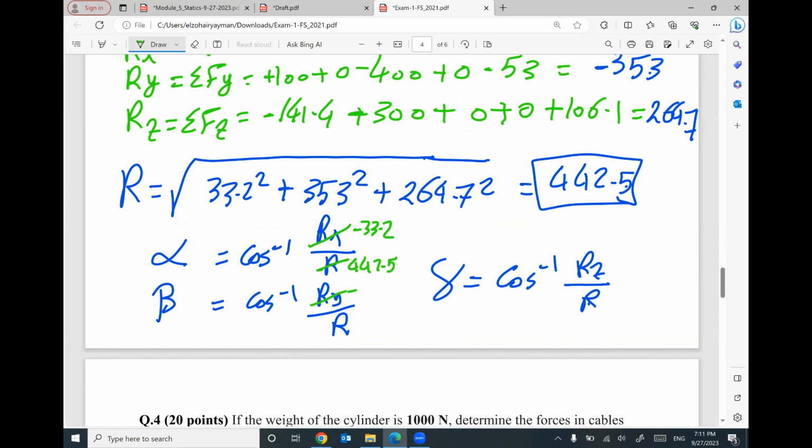Ry is negative 353 divided by 442.5. Rz is 264.7 divided by R, 442.5. So for alpha, beta, gamma, I can give you the final answer so you can check.